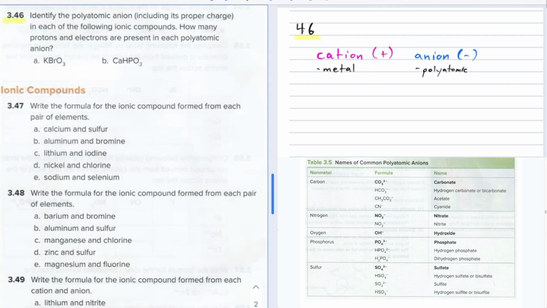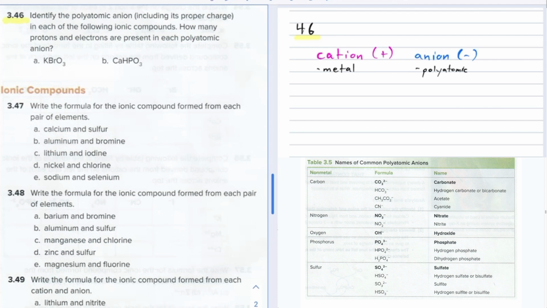Number 46. Identify the polyatomic anion, including its proper charge, in each of the following ionic compounds. So you're given two formulas for compounds. How many protons and electrons are present in each polyatomic anion? That's part B. Okay, first part A. Let's look at both of these formulas.